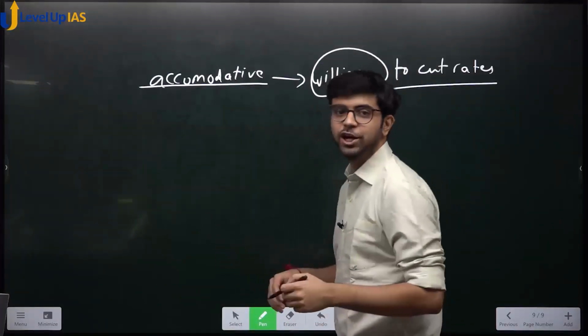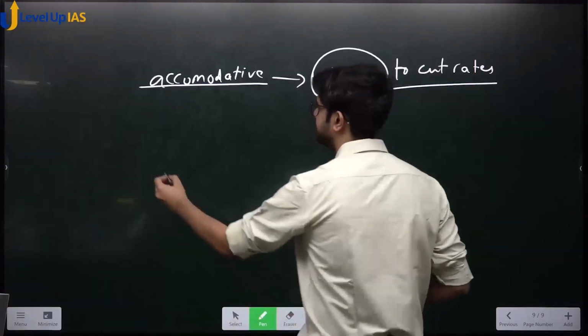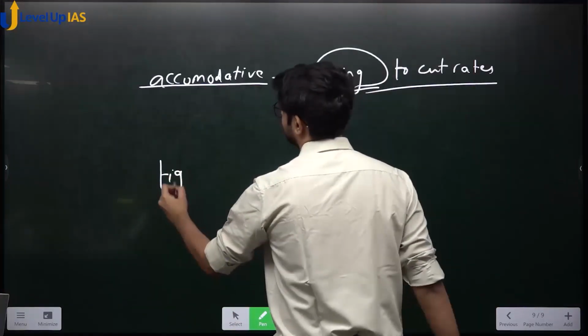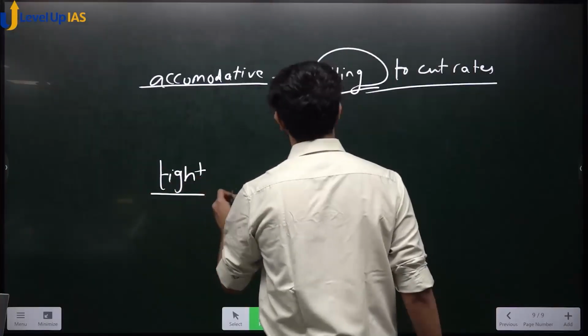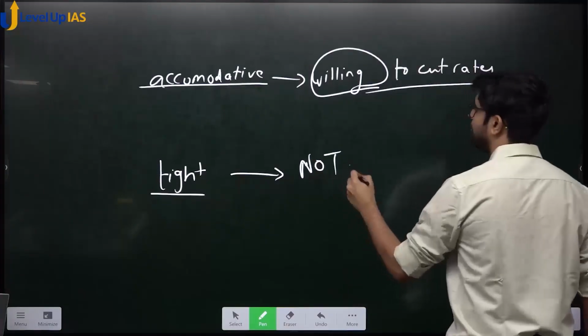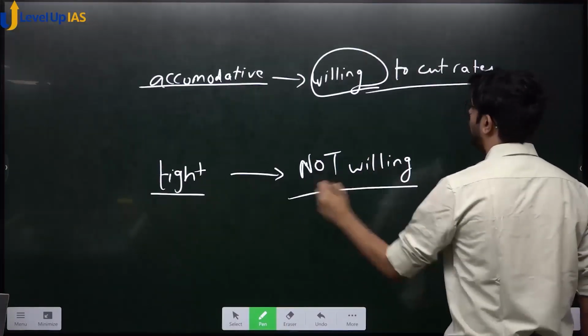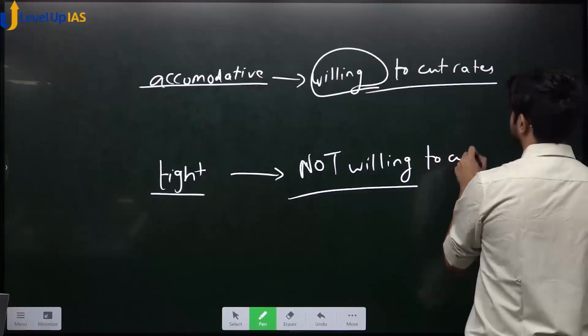What is the opposite end of accommodative? You have a very strict parent. He says no means no. Tight position. Not willing. Yes or no? Not willing to cut rates.